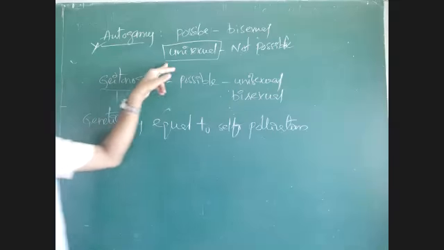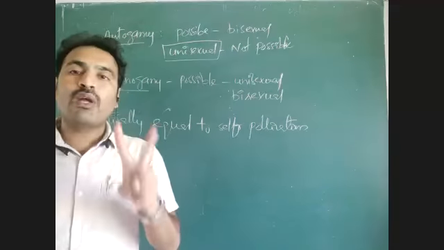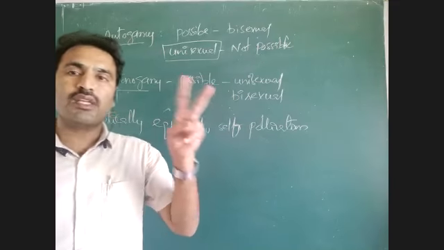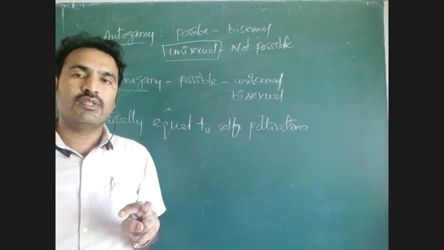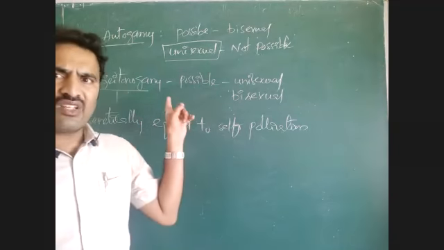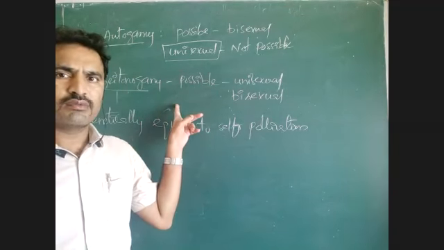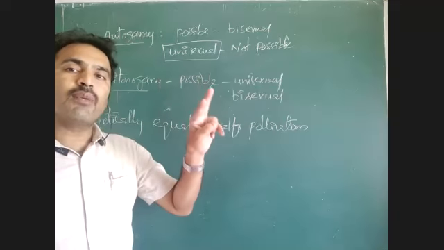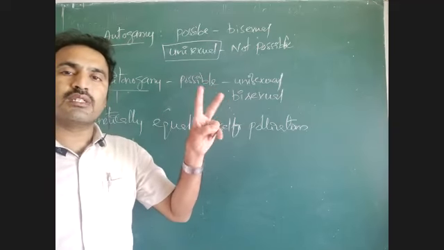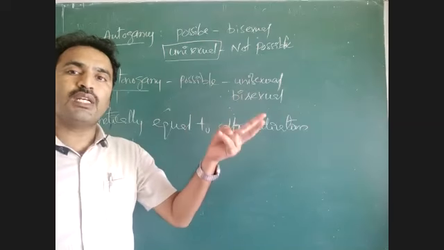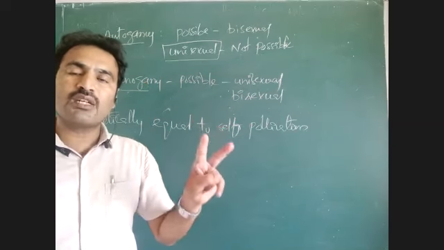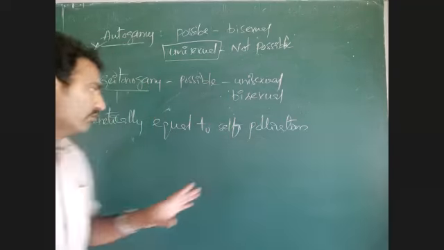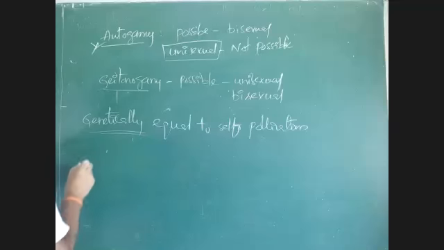Okay. Unisexual flowers are there. Suppose one plant has two flowers separately. One male flower is there, one female flower is there. In that, geitonogamy is possible. But if male and female flowers are separately present on two different plants, then only cross pollination is possible. Self pollination is not possible. Okay, that point I will write.